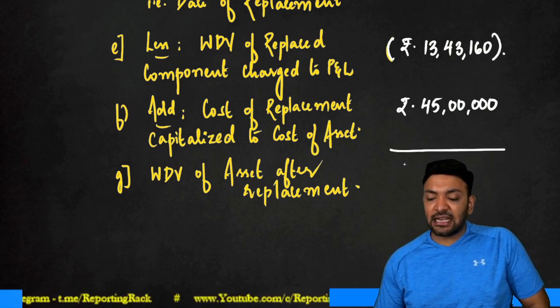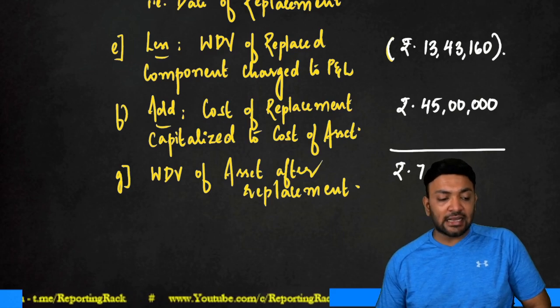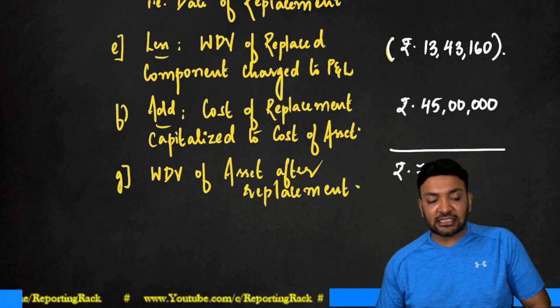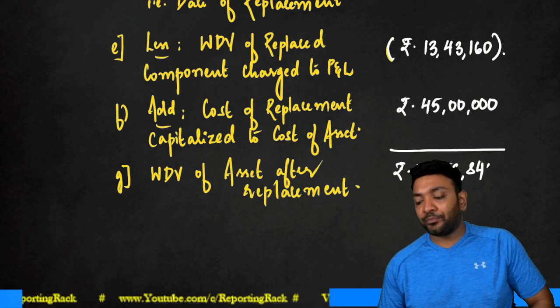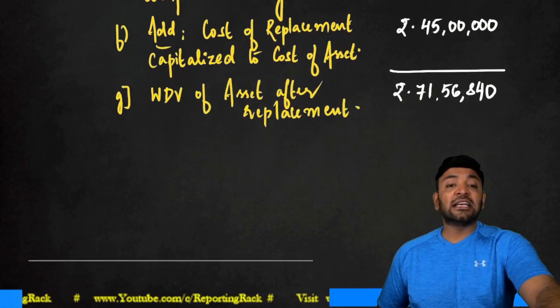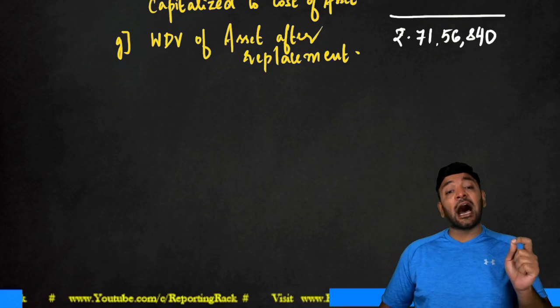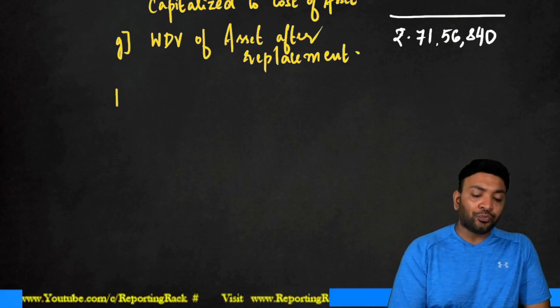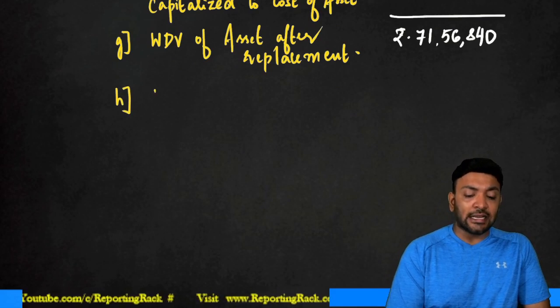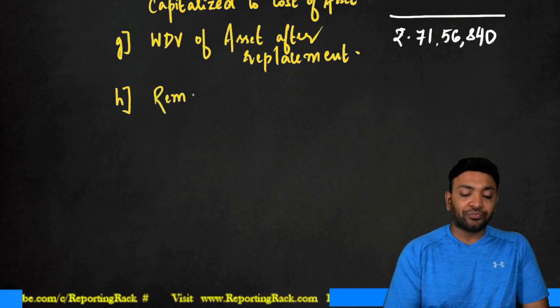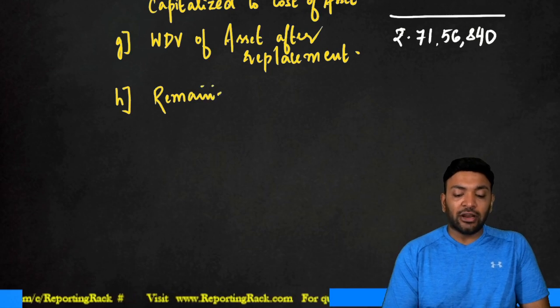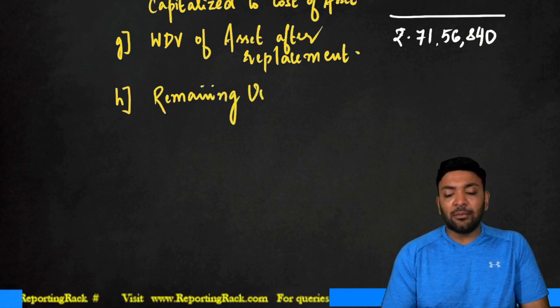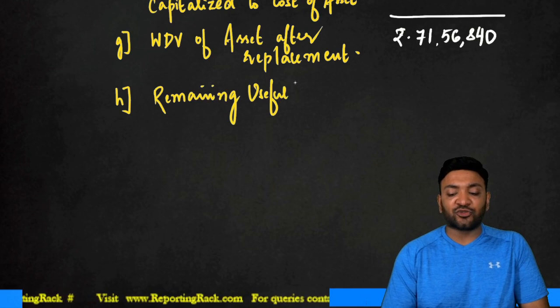The value of the asset after the replacement is done is 71,56,840. Now this is the revised WDV of the asset after you have replaced the component of the asset. Now, what is its remaining useful life? Very clearly he told you that the remaining useful life of the asset is 4 years.